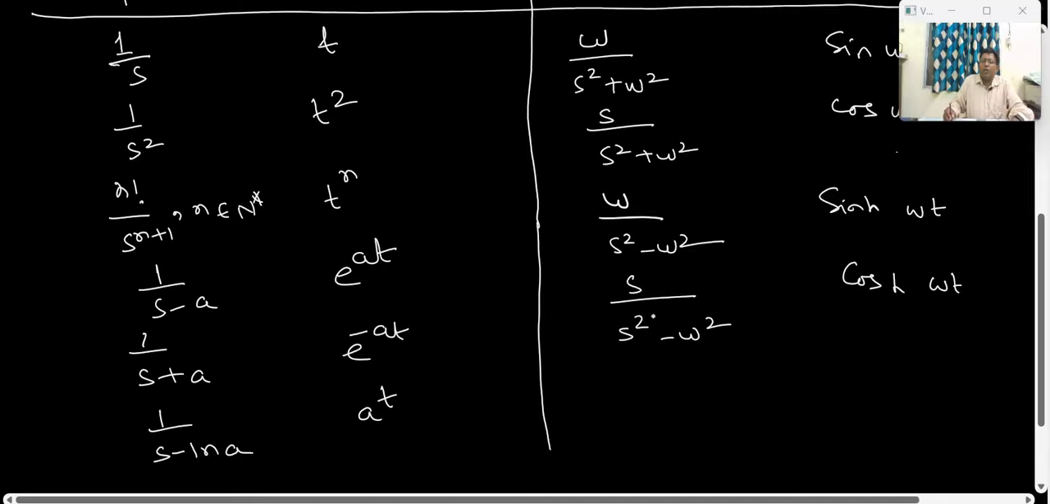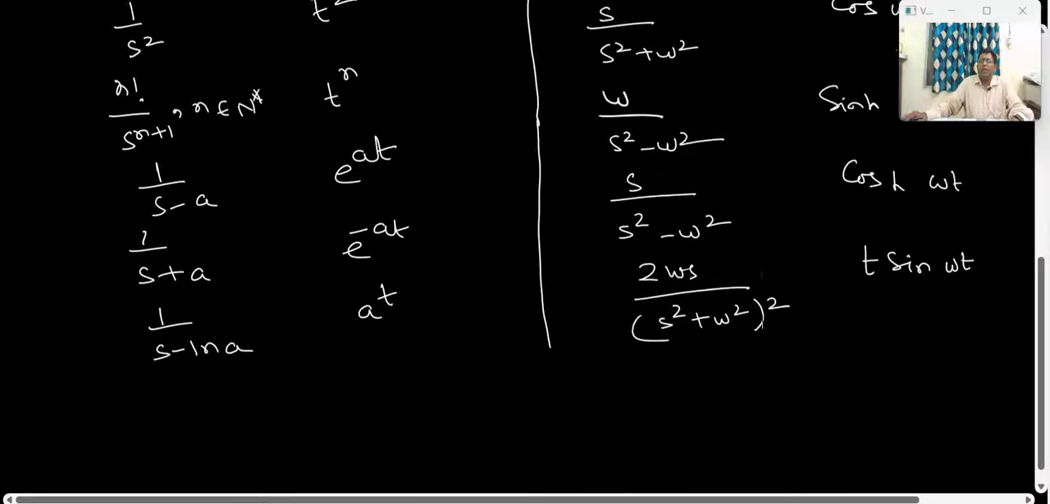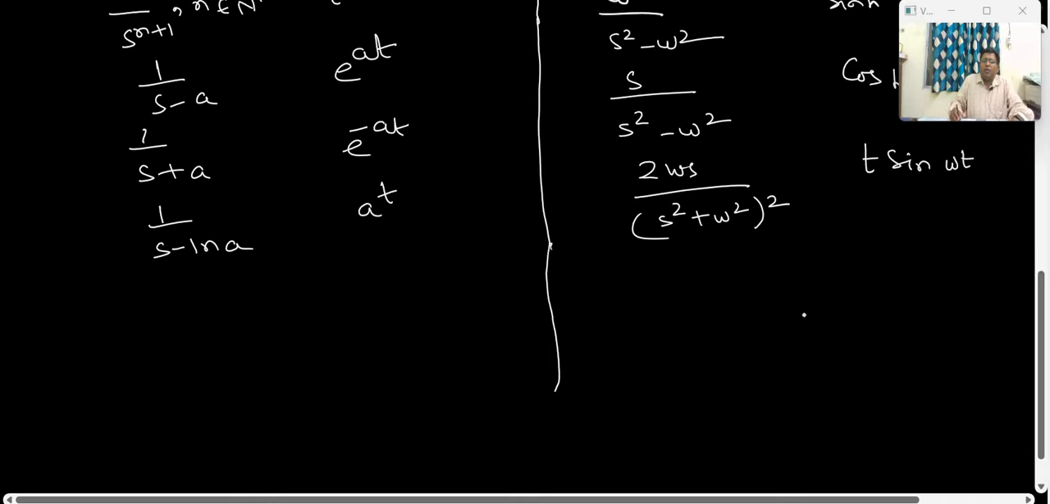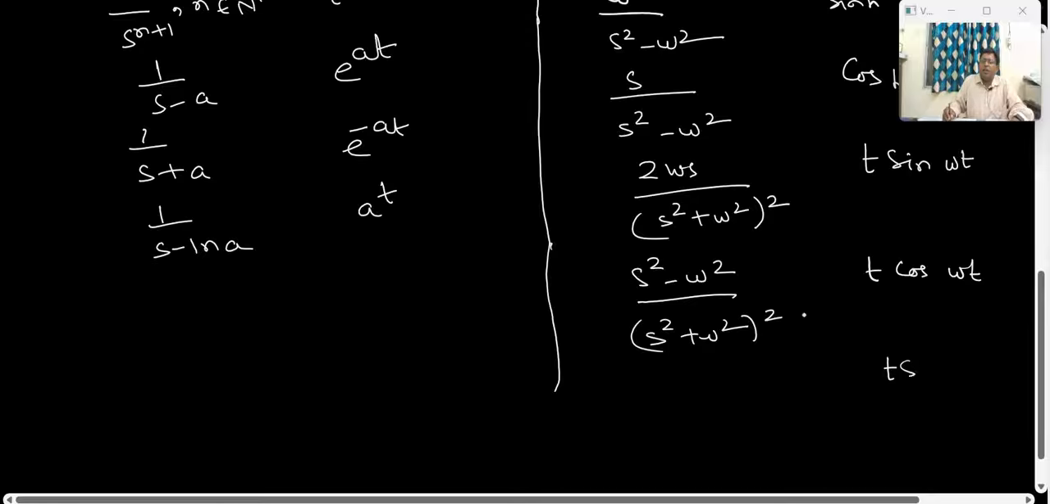Likewise, if you recall, what is the Laplace transformation of t sine omega t? We obtained it by using the derivative rule, right? So it was 2 omega s by s square plus omega square whole square, right? Accordingly, you should recall for t cos omega t, it is s square minus omega square divided by s square plus omega square whole square.